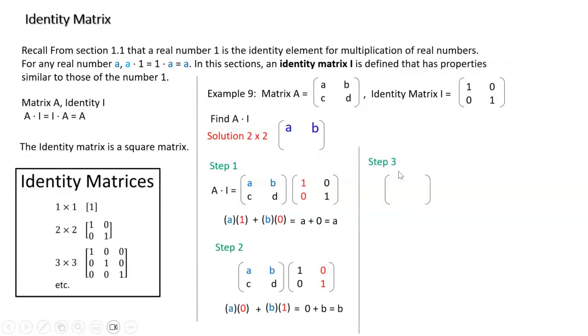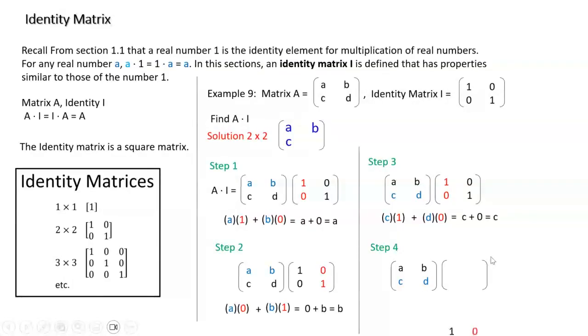So step 3 will be row 2. Row 2 now times column 1. So C times 1 plus D times 0 is going to give us C plus 0, which gives us C. And finally, step 4 is going to be the second row times the second column. C times 0 plus D times 1 is going to give us 0 plus D. The answer is D. You see, if we multiply any matrix times its identity, we're going to get the same matrix.